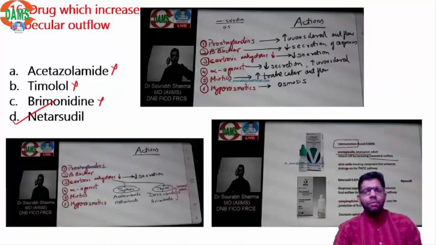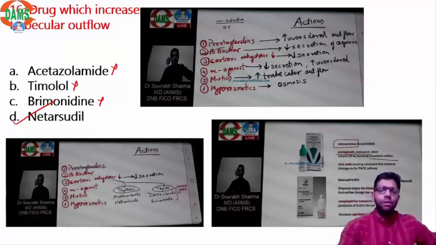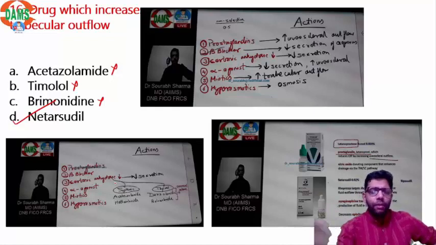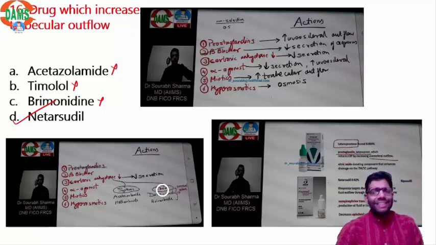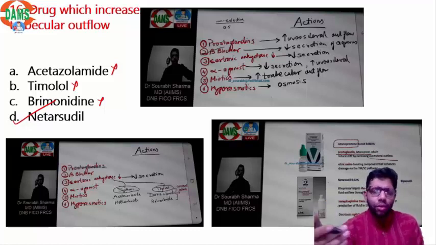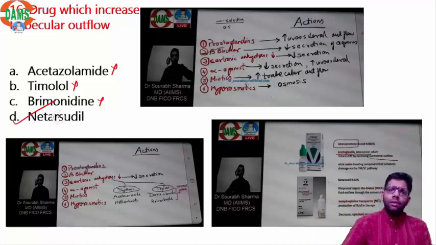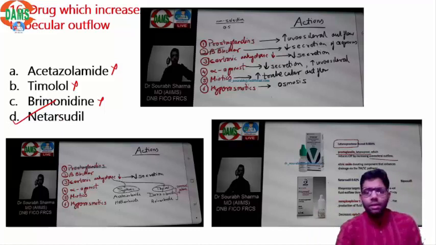Now some students told me that there was another question on dorzolamide. Maybe they couldn't recall correctly. Dorzolamide is a topical carbonic anhydrase inhibitor. But I think that was a separate question, and nobody gave me a correct recall. I don't know if it was there or not, but here the question was a direct drug which increases trabecular outflow, which is a Rho kinase inhibitor, that is netarsudil.